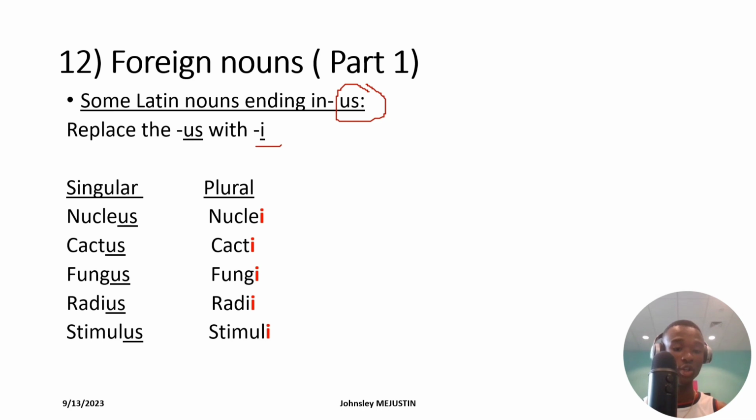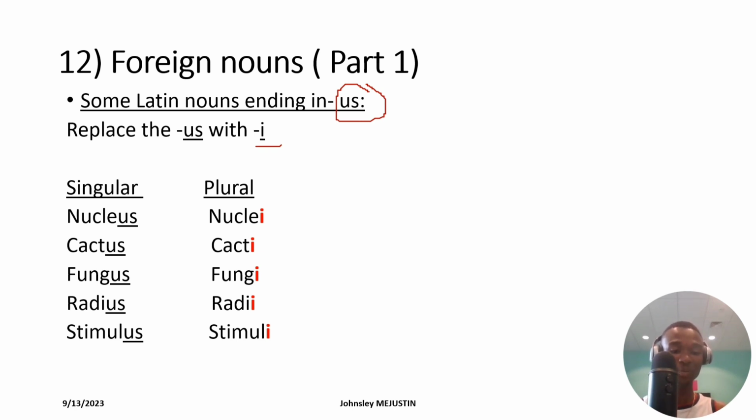For example, nucleus would be nuclei. You see what I do? Nucleus, nuclei. Cactus, cacti. Fungus, fungi. Radius, radii. Stimulus, stimuli. That's very simple. This is pretty straightforward, right? Because these words are foreign words and they end in us. These foreign words, they are Latin nouns, and then you want to remove the us and replace it with i. Nucleus, nuclei. Cactus, cacti. Fungus, fungi.